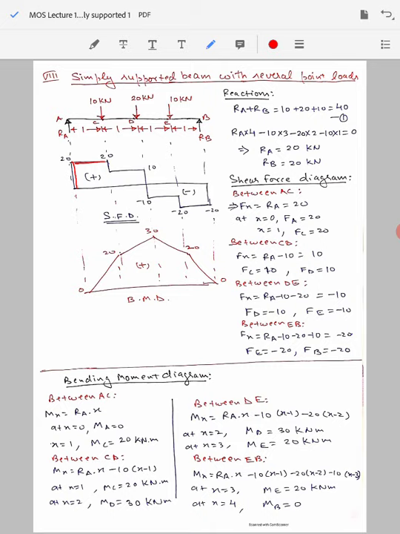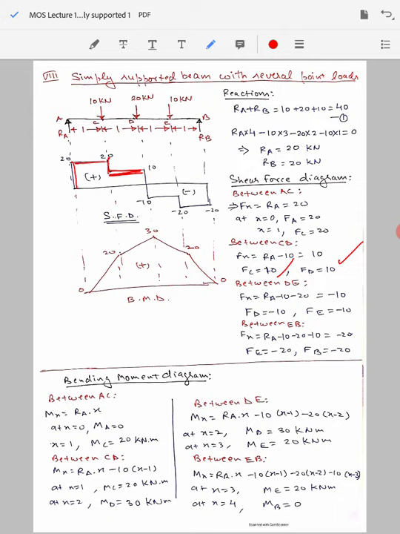Then at point C, we see that the equation shows that the value drops from 20 to 10 kilonewton. So there is a vertical drop here. The value of shear force reduces at point C from 20 to 10 kilonewton. Then up to point D, it remains as 10 kilonewton. So I will plot a horizontal line here, showing that it remains 10 kilonewton.